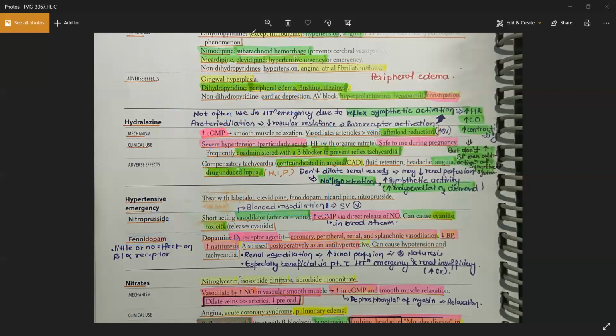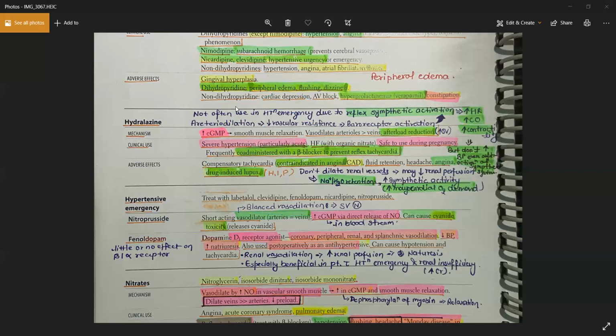Now, because of the vasodilation, you have arteriodilation, you have a loss of blood pressure. The sympathetic system will become activated, but the sympathetic system cannot do anything for the vessels. So the sympathetic system just acts on the heart. It will increase the heart rate, it will increase the contractility, and ultimately the cardiac output will be increased.